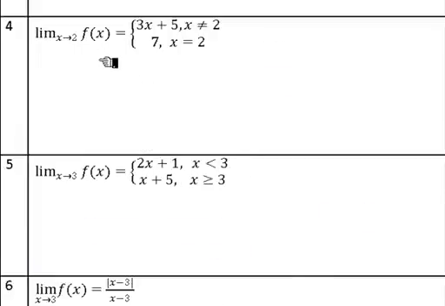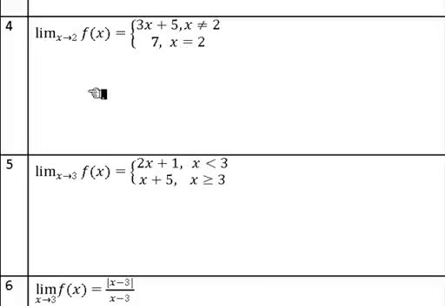Now we're taking the limit as x goes to 2 for this piecewise defined function. But notice that this piecewise defined function is different from the previous one. This function is equal to 3x plus 5 to the right of 2 and to the left of 2. And it's equal to 7 at x equal 2. So in other words, this function doesn't really split at x equal 2. We don't use two different expressions, to the right of 2 and to the left of 2. We use the same 3x plus 5, both to the right and to the left. So the limit as x goes to 2 here is going to be this expression with 2 substituted in. So that limit will exist.